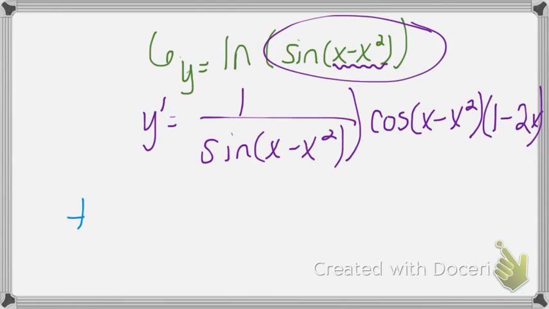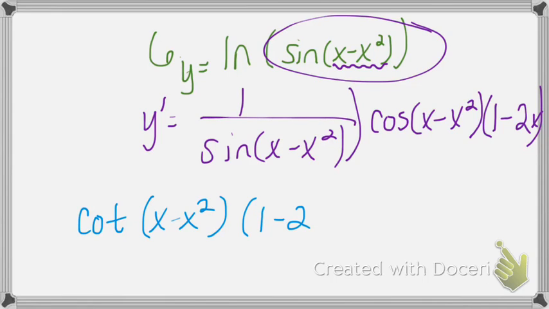I just want to tell you, though, that it is possible on a multiple choice that you would see something like cotangent of x minus x squared times 1 minus 2x. It's possible you'd see something like that because that's a cosine over sine, and cosine over sine is cotangent.